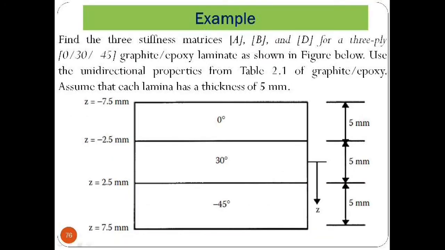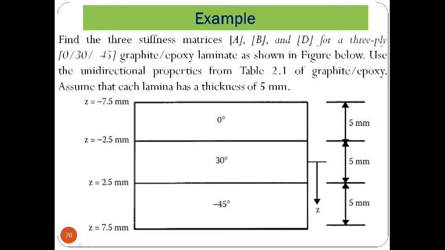Now, with the help of the steps discussed in the previous slides, we will have to solve one numerical in which we have to find out A, B and D matrices for 3 ply, 0, 30 and minus 45. So these are the angles of ply, and these plies are located at 0 degree to the mid surface plane, 30 degree and the minus 45 degrees. And the graphite epoxy laminate is there.